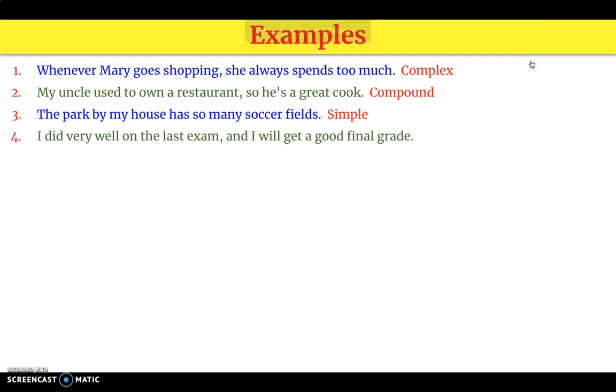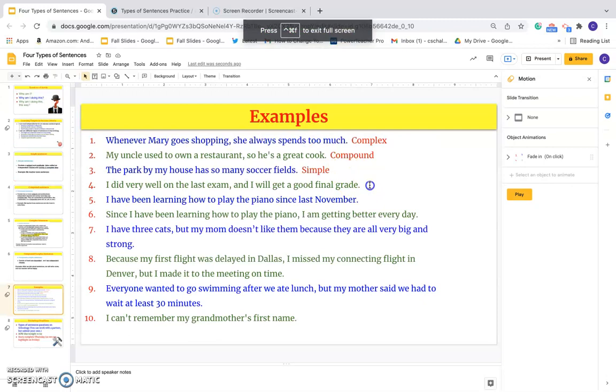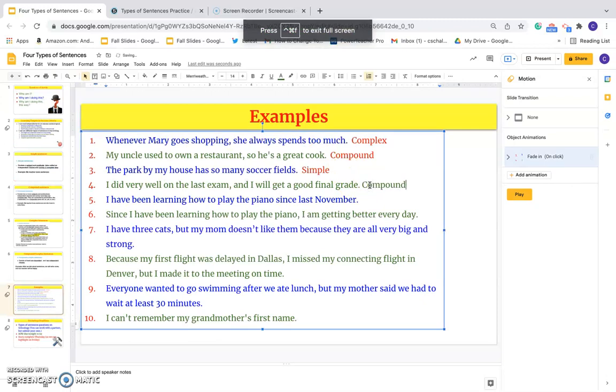I did very well in the last exam, and I'll get a good final grade. Okay, I did very well in the last exam, period. You could end it right there. I will get a good final grade, period. You could end it right there, and it's married by this wedding ring, right? The "and." Compound.